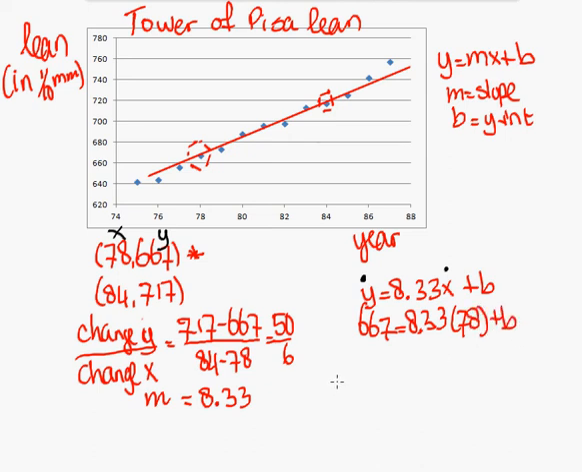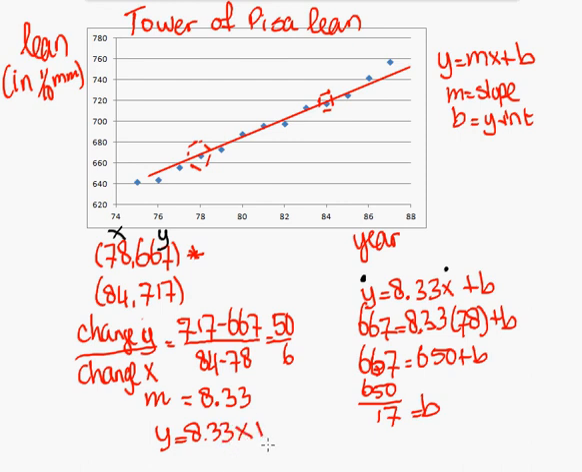Get a calculator, multiply that out. So 667 is, this multiplied out to 650 plus b. Subtract 650, so that leaves you with 17. That leaves you with 17 for b. So your equation is going to be y equals 8.33x plus 17, since that subtraction gave me 17.